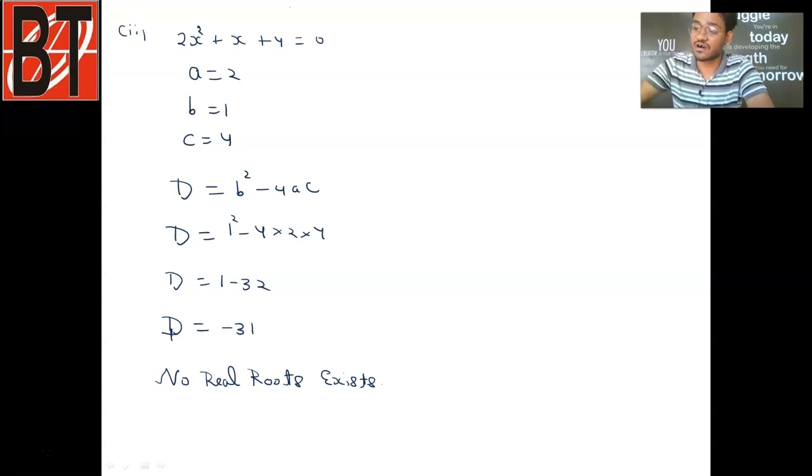Let's take one final question based on this quadratic formula. Then we will be covering the word problems. The third and final question I am taking. See students, the question is this: 36x square minus 12ax plus a square minus b square, this complete is the constant term students, is equal to 0.